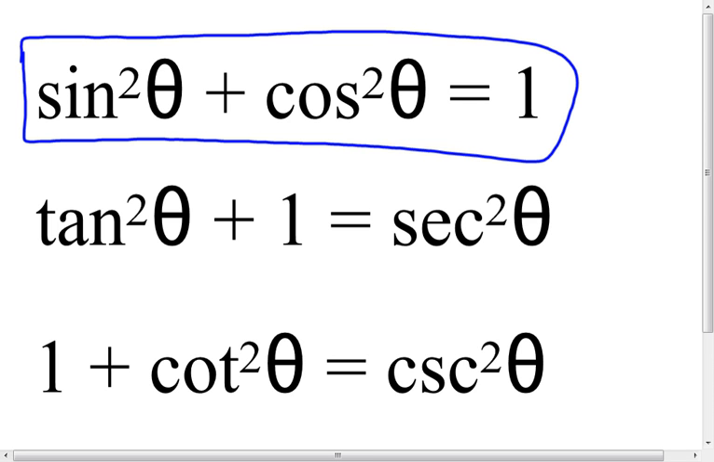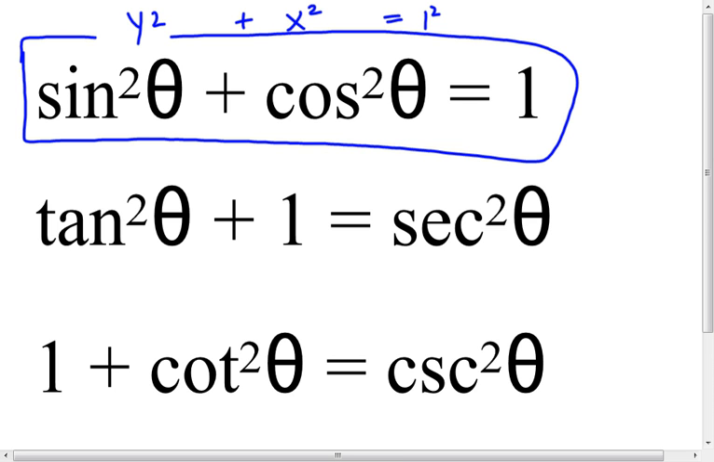Just so you know where that kind of came from, sine squared is like your y squared. Sine, you know, is like your y value. So what this really is saying is y squared plus x squared. And then as long as you're on your unit circle, your radius is 1, so that's 1 squared, and that's kind of where that came from, okay?